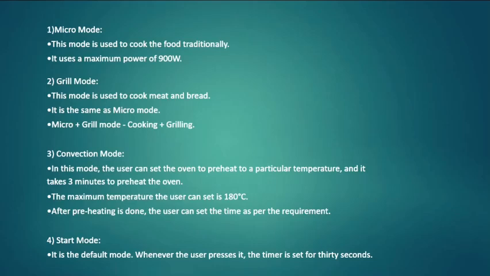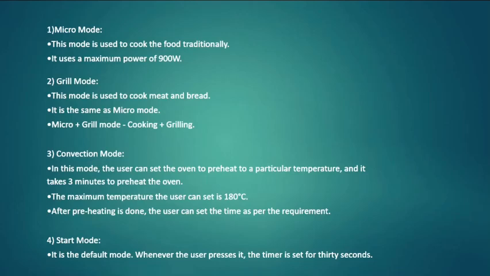It uses a maximum power of 900 watts. So let's come to the second mode, grill mode. This mode is used to cook meat and bread. It is same as micro mode, micro plus grill mode, cooking plus grilling.